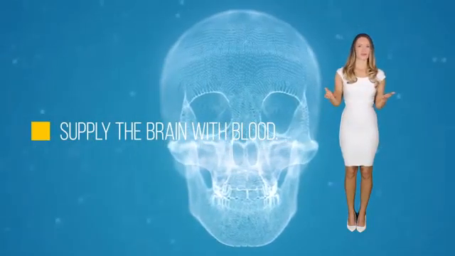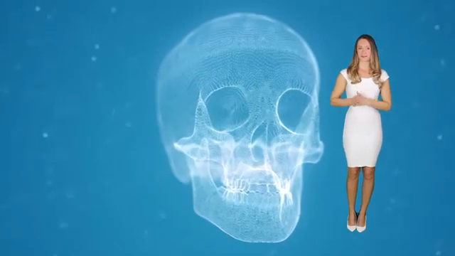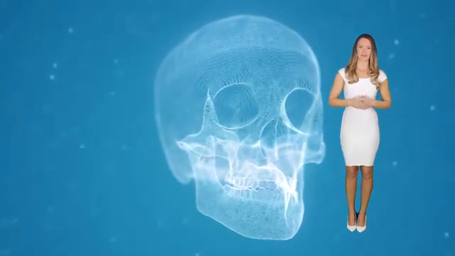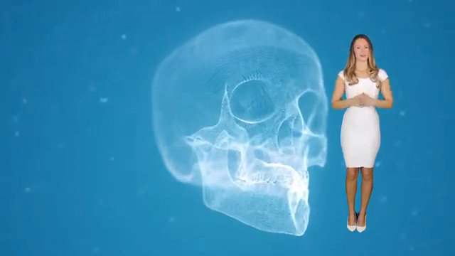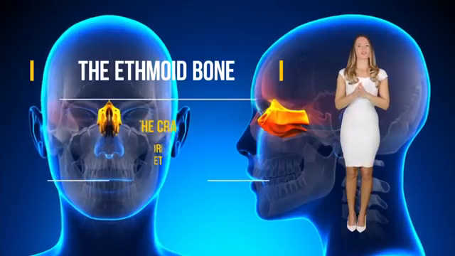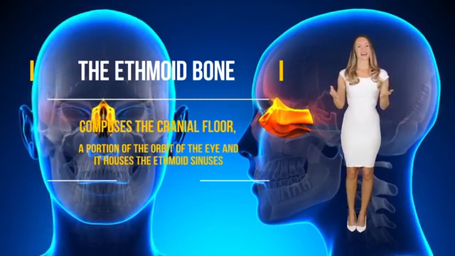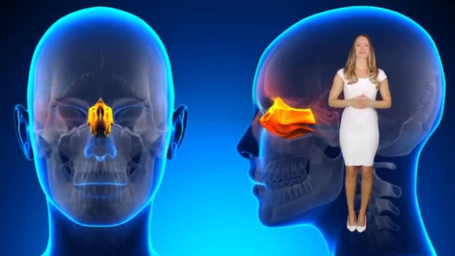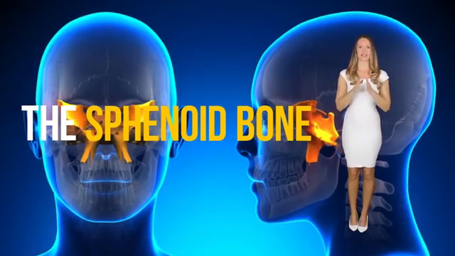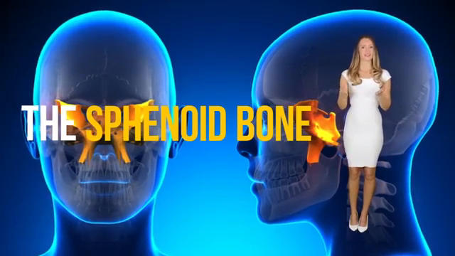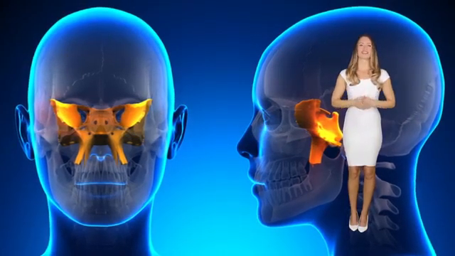The occipital bone, which precedes its name by composing the back of the cranium and also the floor of the cranium. It also allows the passage of the very important brainstem. The ethmoid bone also composes the cranial floor, a portion of the orbit of the eye, and it houses the ethmoid sinus. Another bone is the sphenoid bone that also houses the sinus cavity and has the sella turcica, which is a depression in which the pituitary gland is contained.